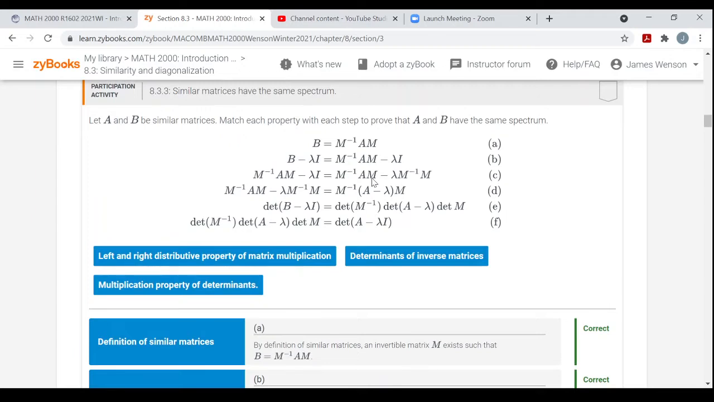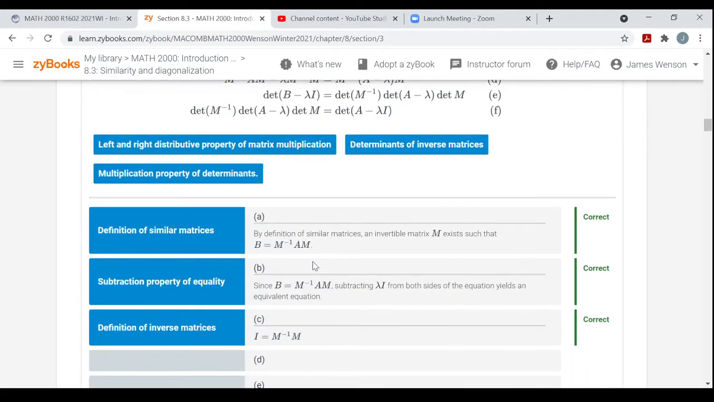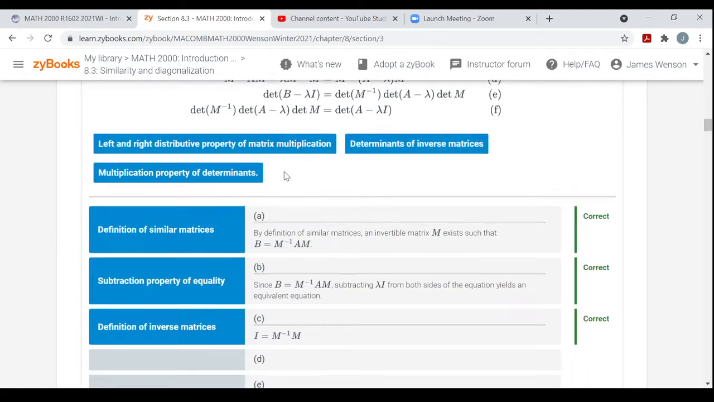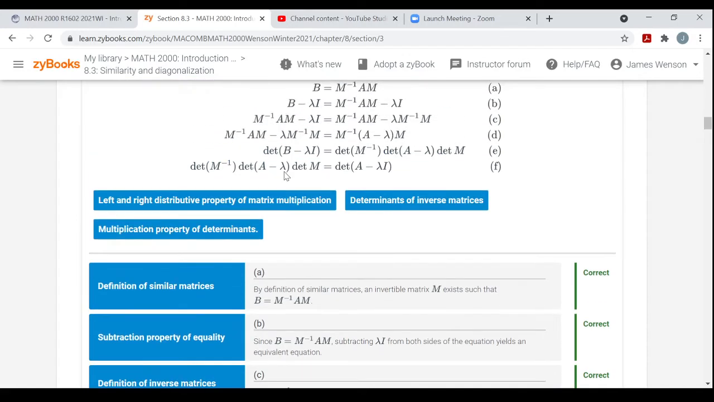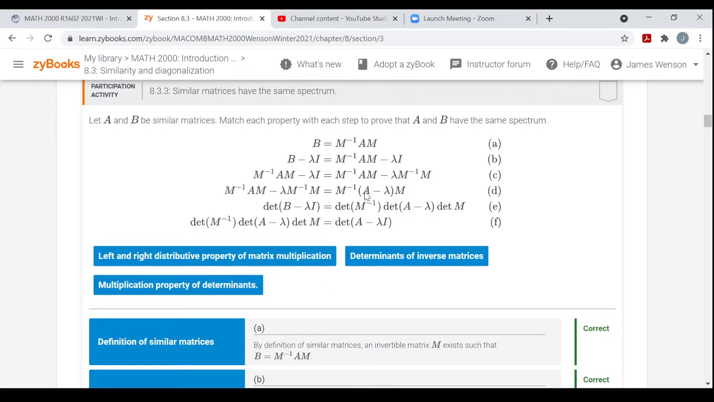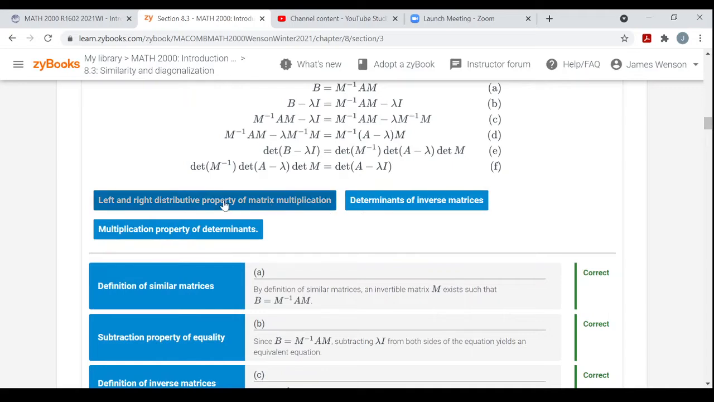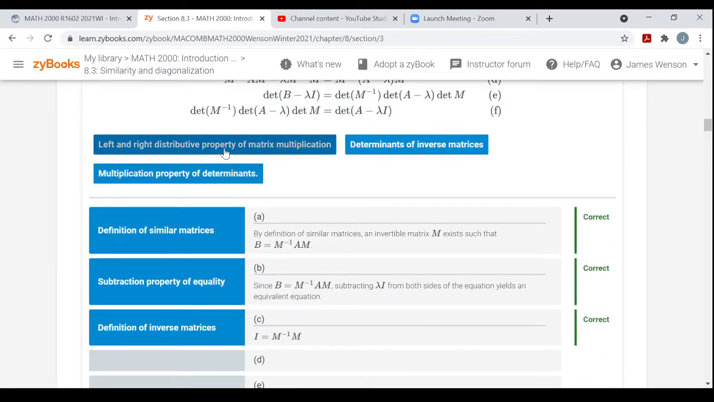Then the next line, they did it again. They changed this I on the left to M inverse times M. So they do another definition of inverse matrices. But they did something else too. Okay, so they changed that. And then over here, see, they factored out M inverse on the left and M on the right. So they did the distributive properties, right? Use the left distributive property with M inverse and the right distributive property with M.